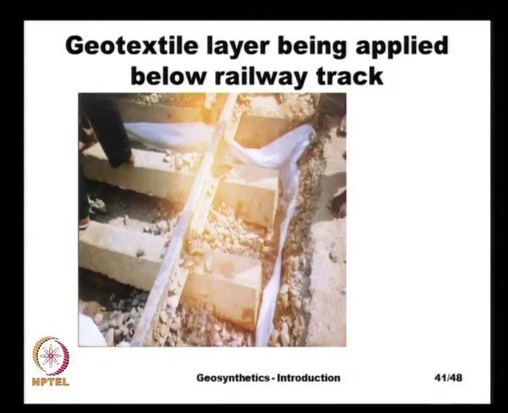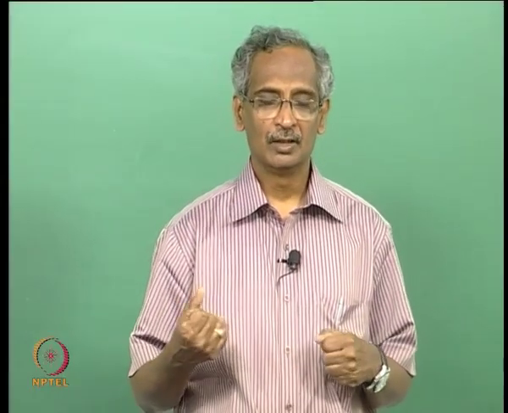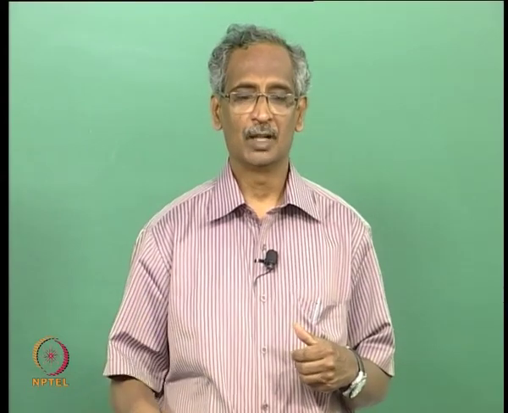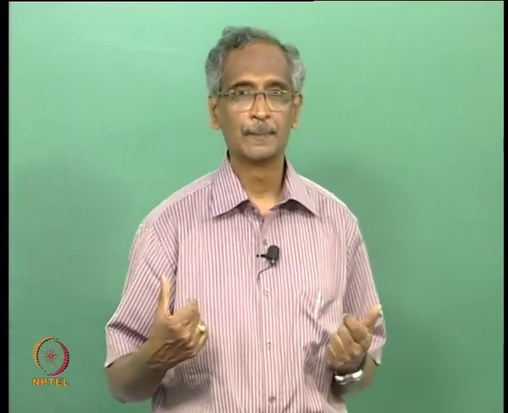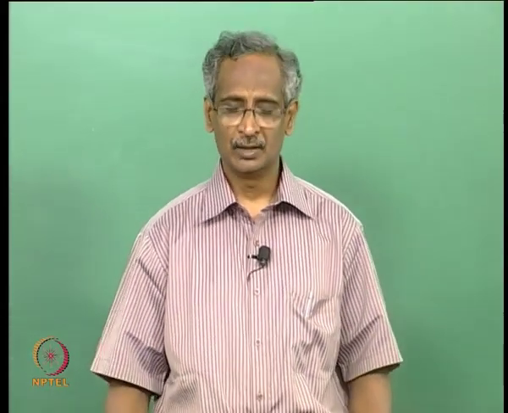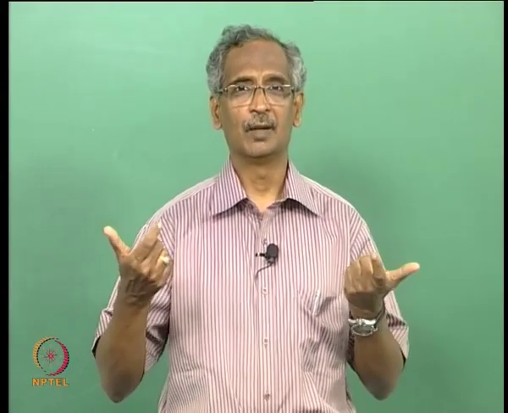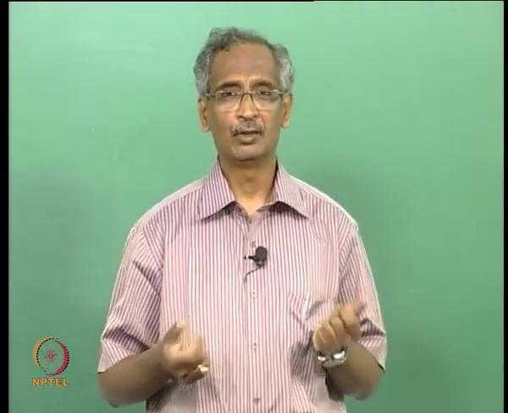And here we see the application of a geotextile below a railway track. These geotextiles are excellent separators and also excellent filter materials, and this particular track is in the Konkan Railway. Because of the heavy rainfall, the tracks used to sink into the ground because of the soft soil below the track, and because of the pumping action. When the trains go at a very high speed, they develop a lot of pore pressures, and once the pore pressure builds up in the soil, it comes out at a very high speed, and when it comes out, it brings along with it all the fine soil particles.